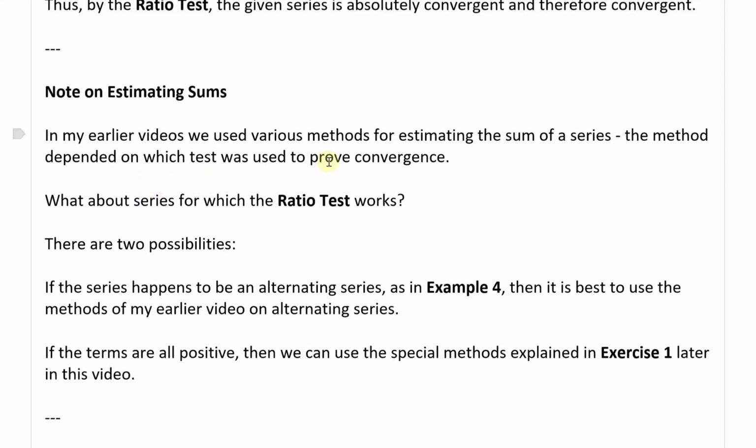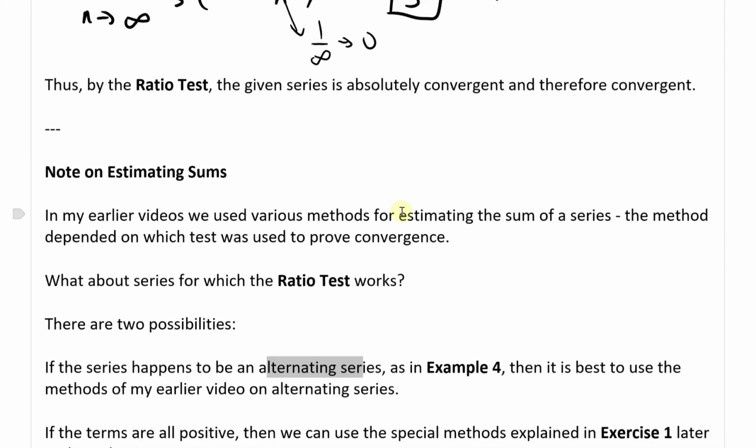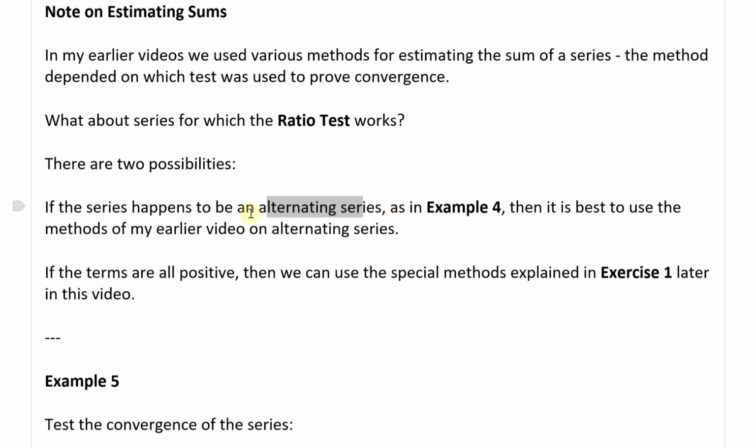In my earlier videos, we used various methods for estimating the sum of a series. The method depended on which test was used to prove convergence. But what about series for which the ratio test works? There are two possibilities for this case. If the series happens to be an alternating series, as in example 4, then it is best to use the methods of my earlier video on alternating series.